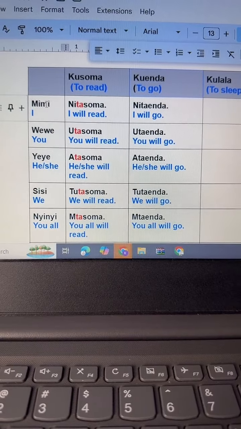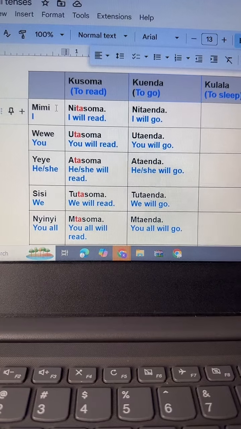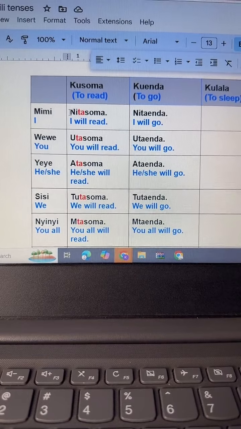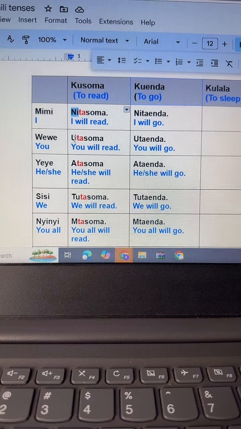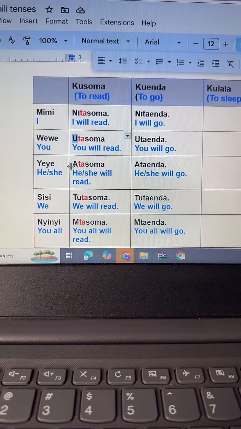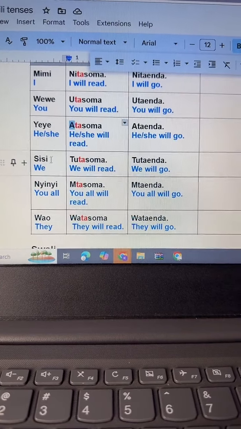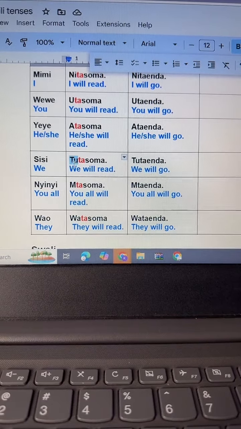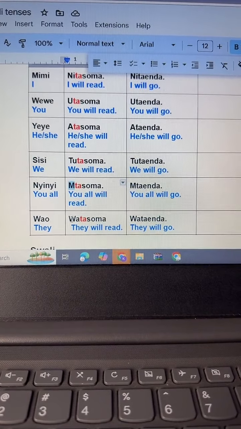You need to know that these personal pronouns have their own representative markers. For instance, Mimi is represented by this ni, as you can see here. Wewe is represented by this u. Yeye is represented by a. Sisi is represented by tu. So the marker for sisi is tu. Nyinyi is m. Wao is wa.